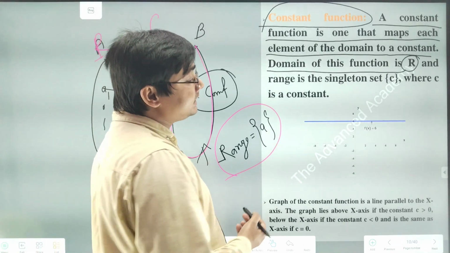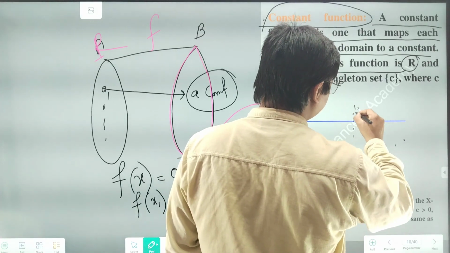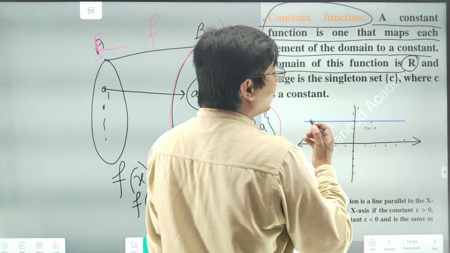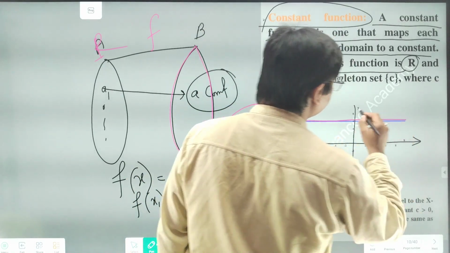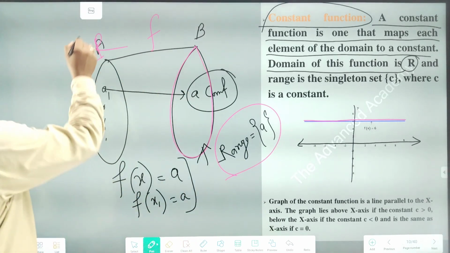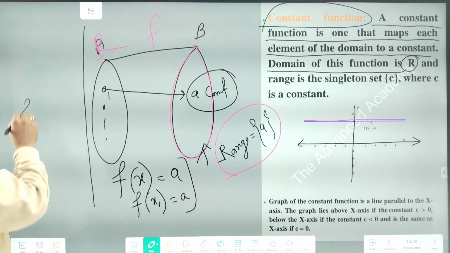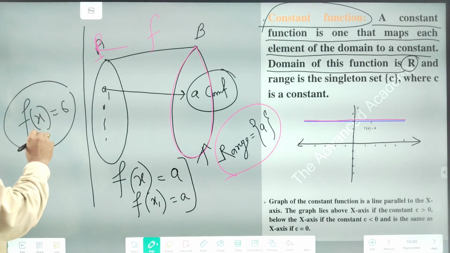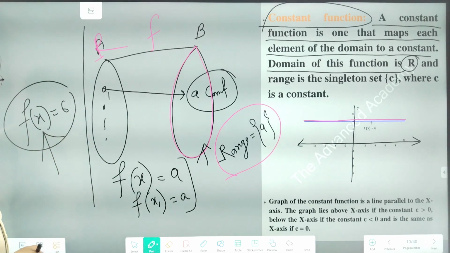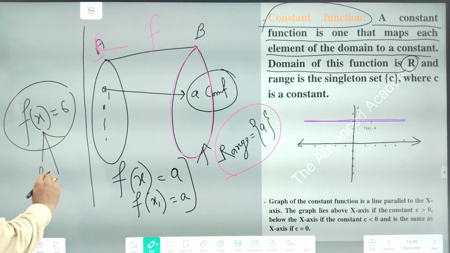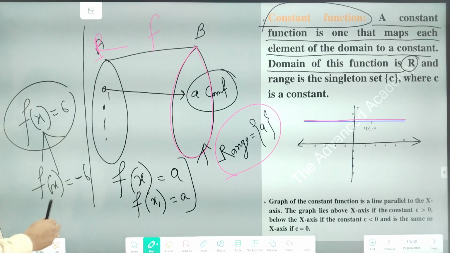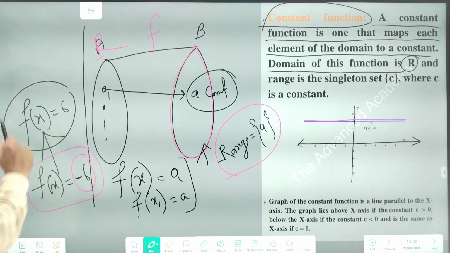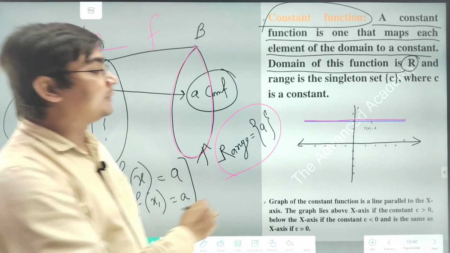Yes, so now you see the graph of the constant function. Here this is the x-axis, this is the y-axis, and the constant function will be this one. Here we consider the constant function f of x equal to 6. Whatever value of x you put, it always gives 6. If we also consider f of x equal to -6, put anything and it always gives -6. So these are a few examples of constant functions and their graphs will be like this.